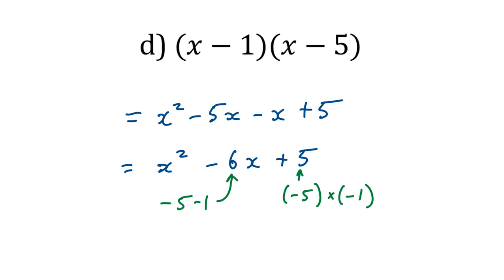X squared minus 6x plus 5. Both negative, so they multiply to a positive. But both negative, so they add to a negative.